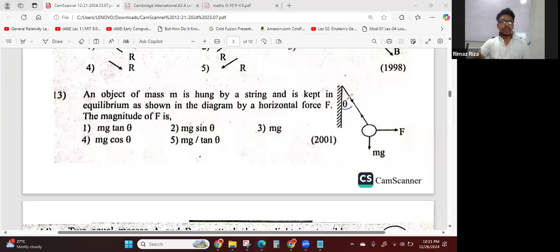By the way, here again, there's a mistake. This line should be here. From here to here, it should be like this. That string should be like this. Okay.